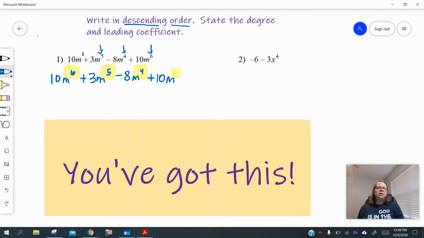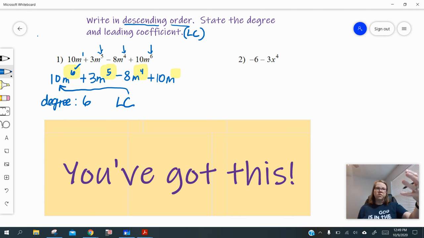Now state the degree and the leading coefficient. The degree is just whatever your biggest exponent was. So the degree here was a 6. And the leading coefficient, I'm going to abbreviate leading coefficient LC, is the number that's in front of that first term. Leading is the leading thing, the very first thing, the one out front, right? So the leading coefficient here is 10. And that's it.